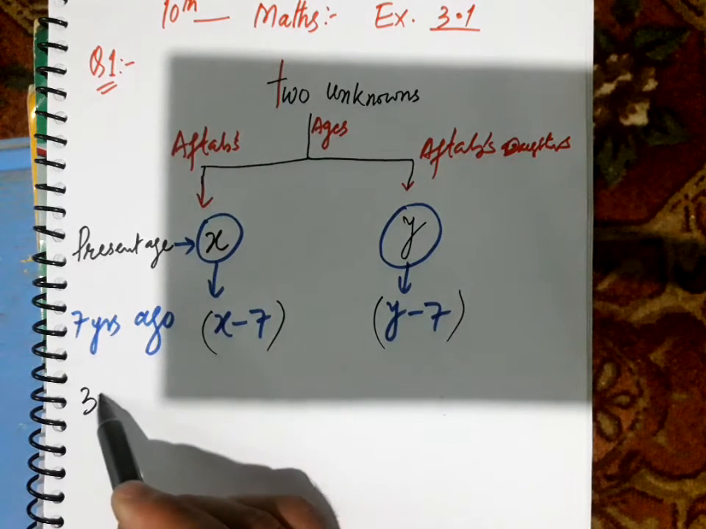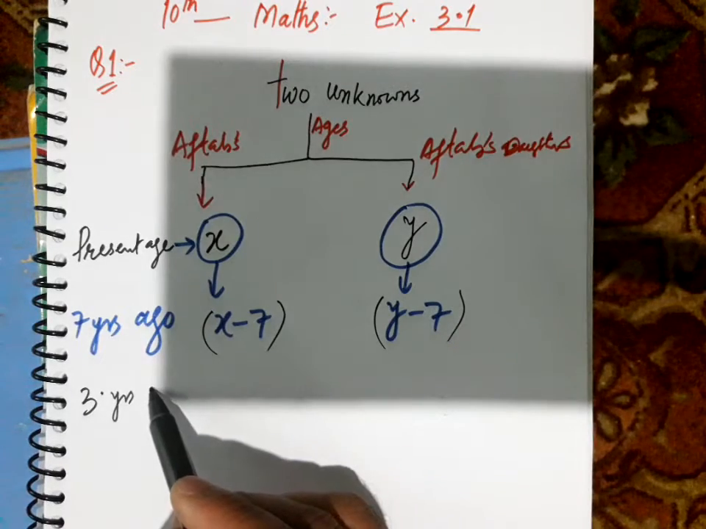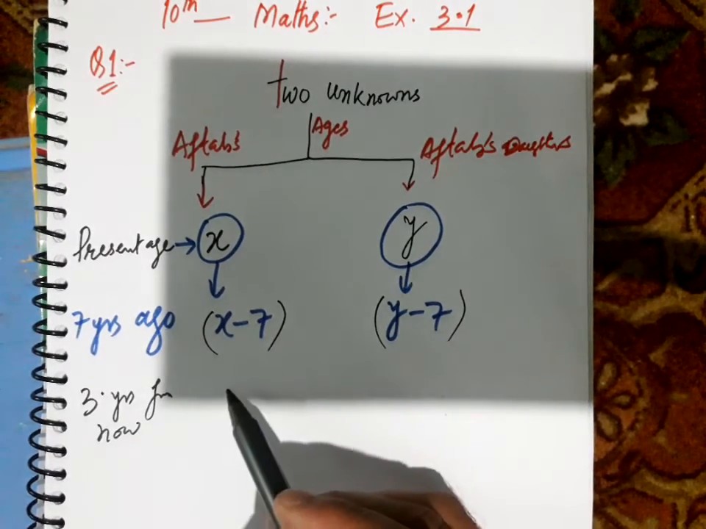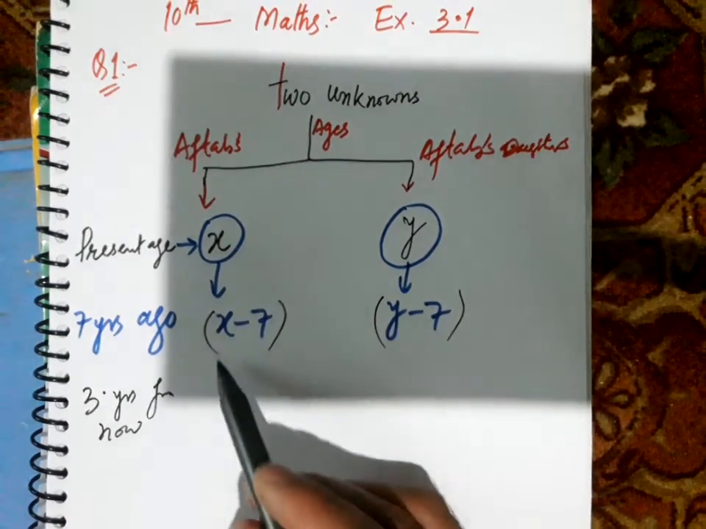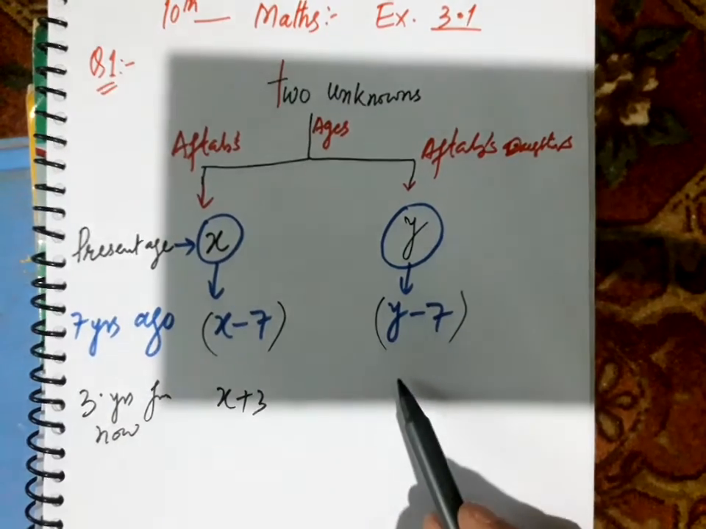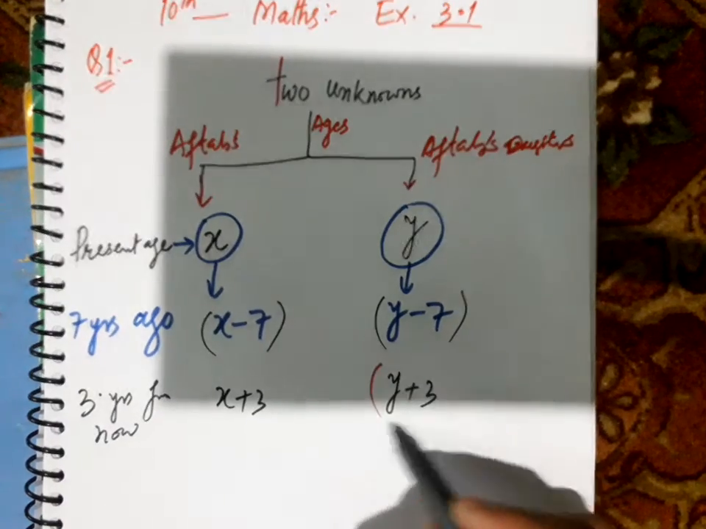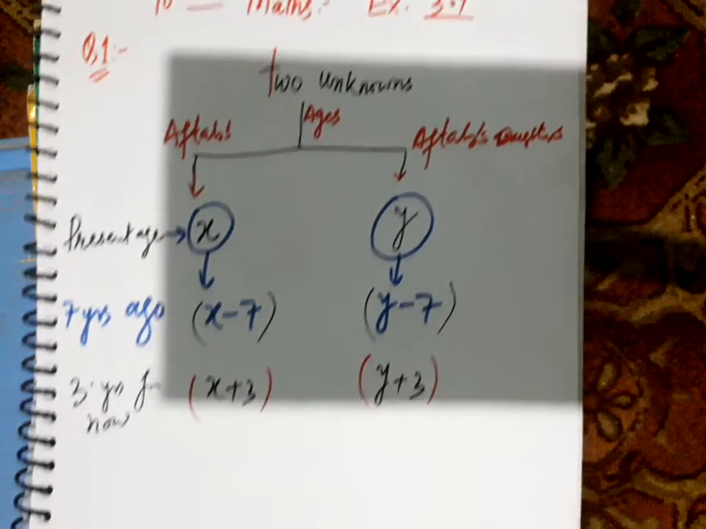Now what will be 3 years later? 3 years from now. After 3 years, Aftab's present age is x, so it will be x plus 3. Similarly, for Aftab's daughter it will be y plus 3. So having calculated all these things, we have an idea of how to represent this.